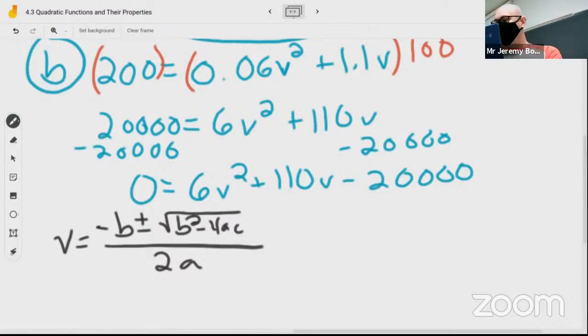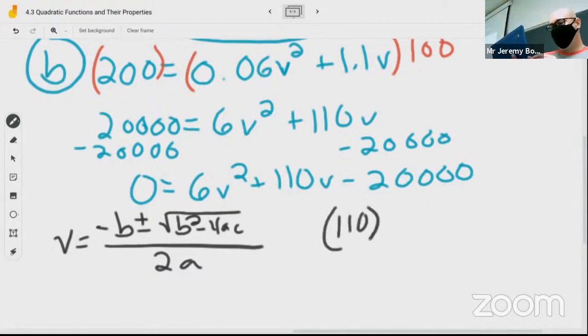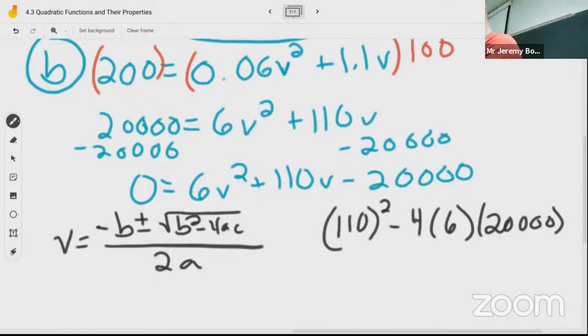And let's do the discriminant first. So we're going to have 110 squared minus 4 times 6 times 20,000. And we're dealing with some large numbers, but it's better than dealing with decimals, I would say. But either way, it works out.